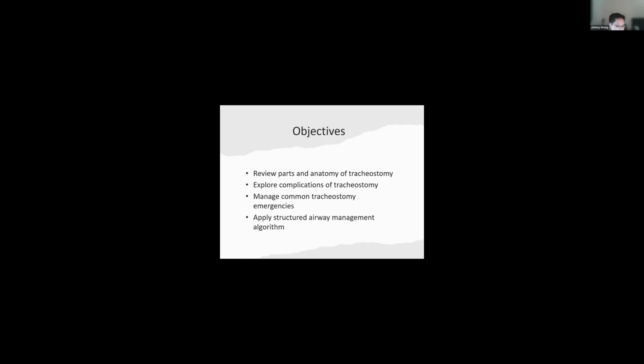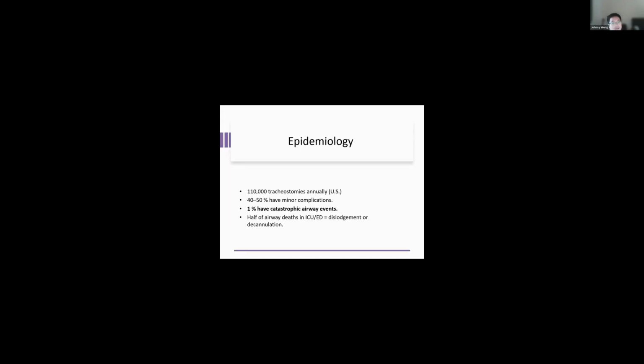So, the scary things, we don't see them all too often, but these are things that we will have to deal with probably at some point in our careers. Usually over 100,000 tracheostomies are performed annually in the US. Most of them, 40 to 50%, will have pretty minor complications. But 1% will have catastrophic events, so we need to be prepared for them. Oftentimes you'll have a lot of airway deaths in the ICU or ED. Most of the time, they're caused by a dislodgement or a decannulation event. So we should be very familiar with them, as that's one of our main things that we do.